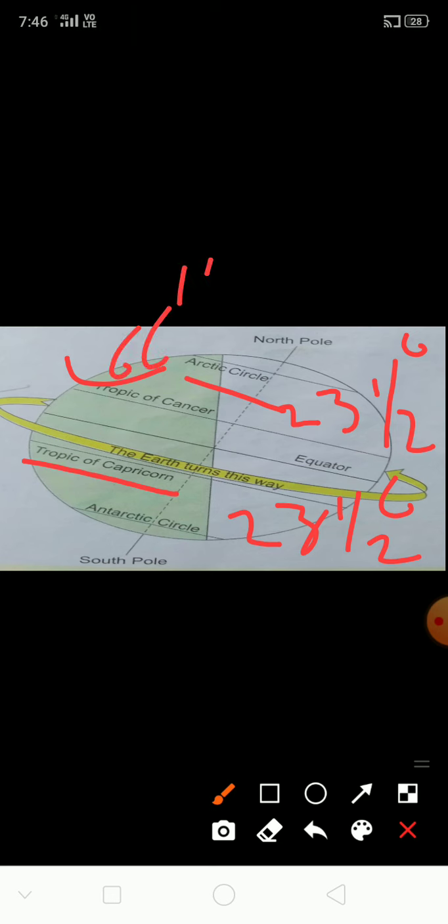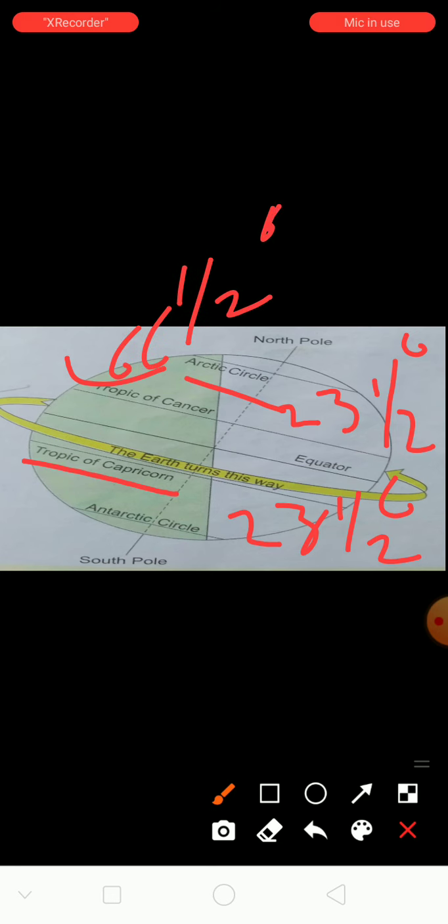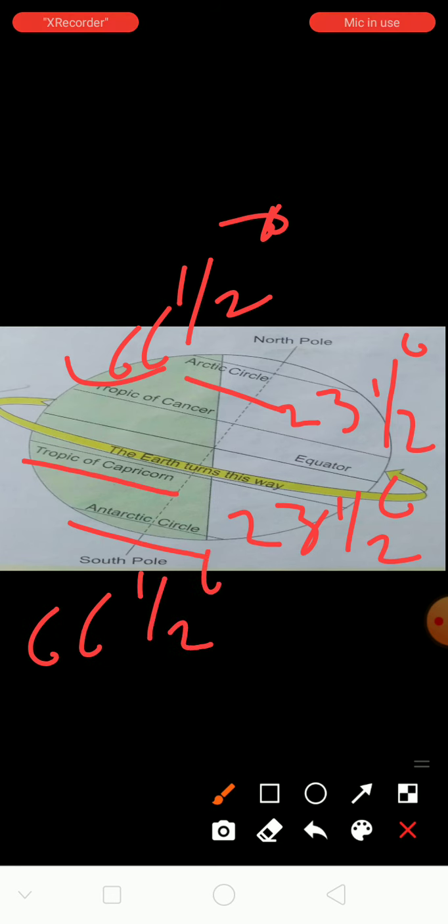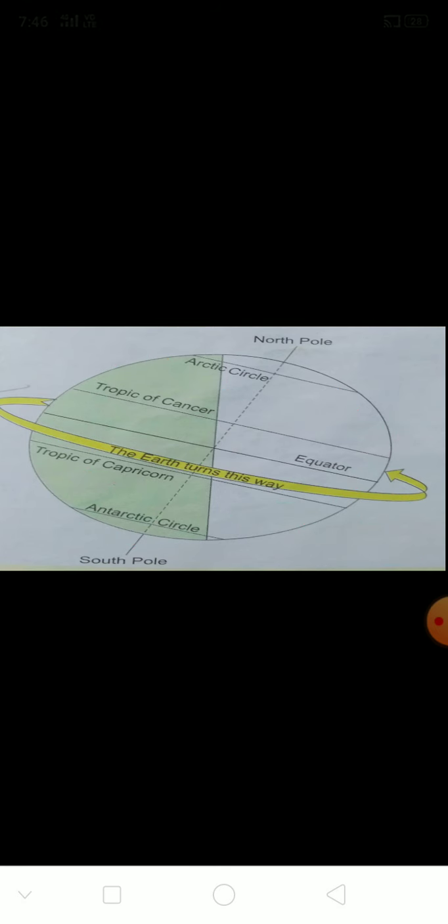And the Arctic Circle, we are seeing here in the north. It is 66 and a half degrees north, the Arctic Circle. And the Antarctic Circle, we are seeing here 66 and a half degrees south of the equator. So these are the important parallels of latitude: Tropic of Cancer, Tropic of Capricorn, Arctic Circle and Antarctic Circle.